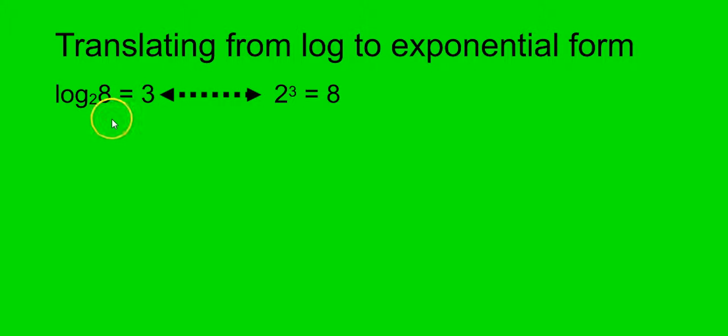How you can look at that is whatever the base of the log is going to be the base of your exponent. So we have the base and the exponent. The answer to the log is going to be the power, so we get 2 to the third. And what we're taking the log of will be the answer in the exponential form. So you're going to be asked to simply translate from one to the other. Remember, the base of the log is also the base of the exponent.